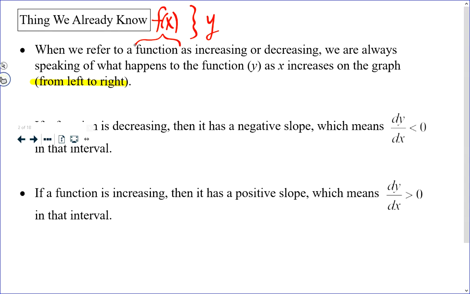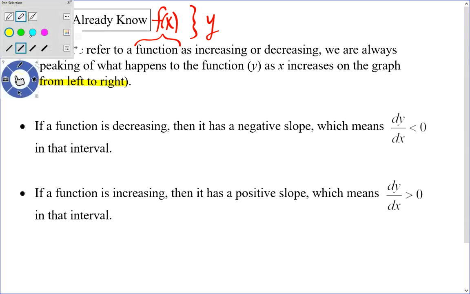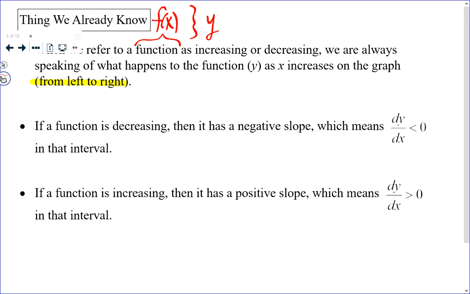Now, the 2 points below are fairly basic. If you have a function that is decreasing from left to right, then it must have a negative slope. And if you have a function that's increasing from left to right, it must have a positive slope. And since slope is defined by the derivative, when the derivative is negative, the slope is negative and the function is decreasing. If the derivative is positive, the slope is positive and the function is increasing.